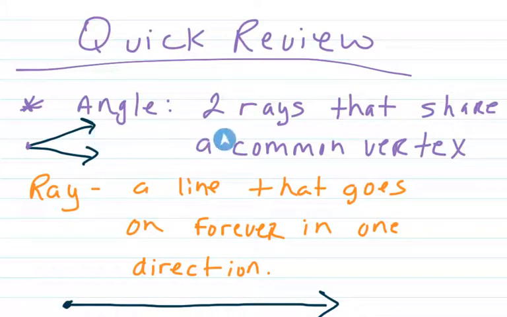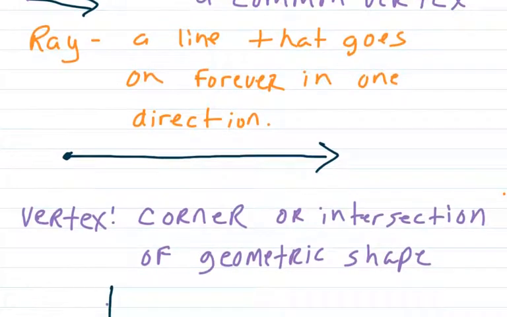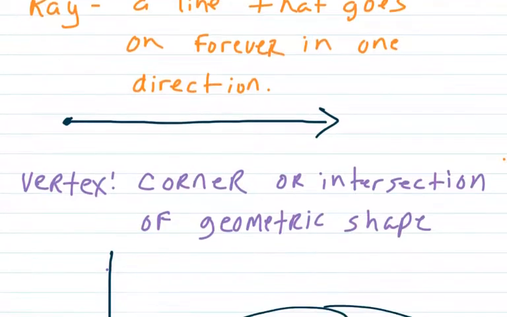So you remember an angle: two rays that share a common vertex. Pretty much like this angle right here, and the vertex is right here. And then these two are the rays. And remember, let's go through some more of this vocabulary. A ray is a line that goes on forever in one direction. You remember, a ray has a period on one end, and then it goes on forever and ever this way.